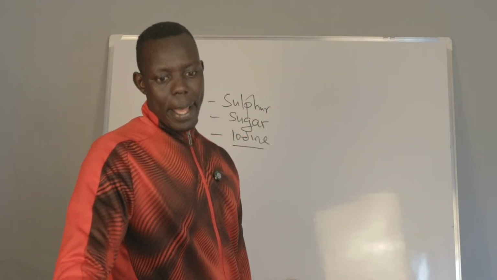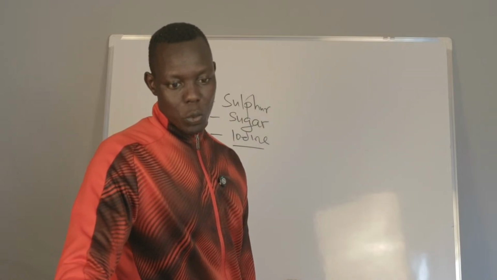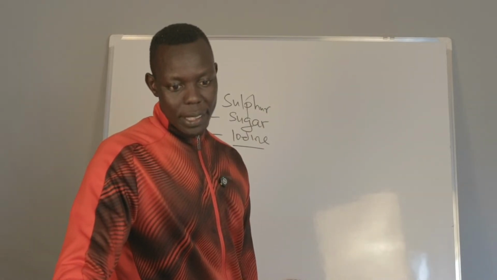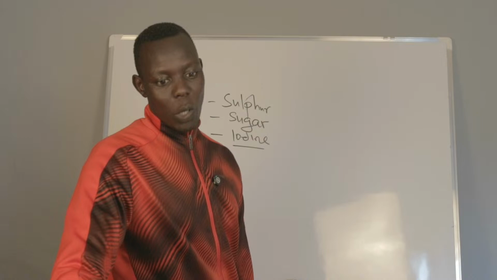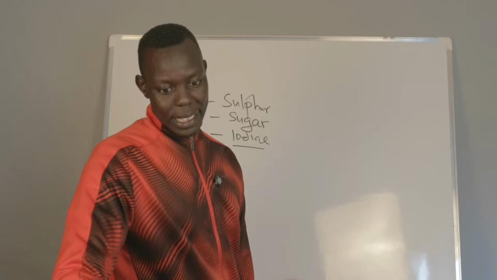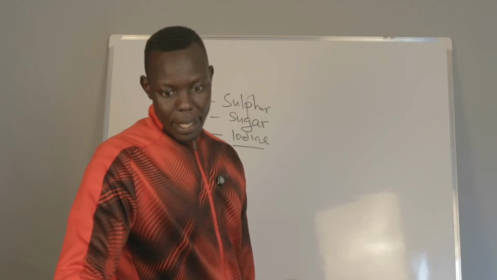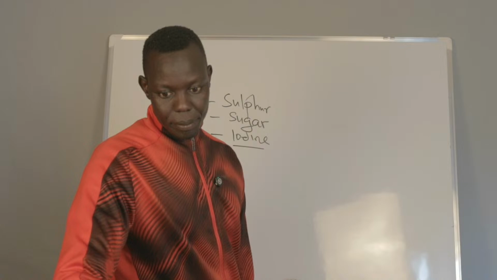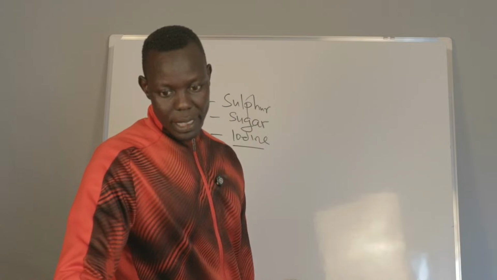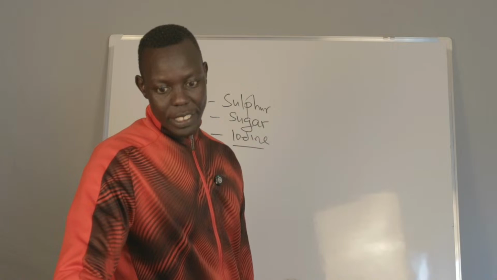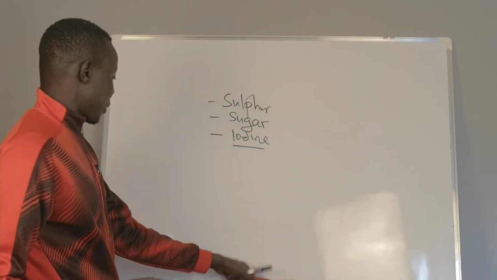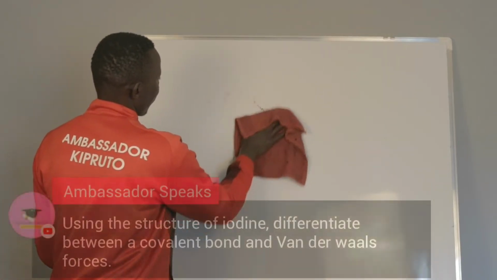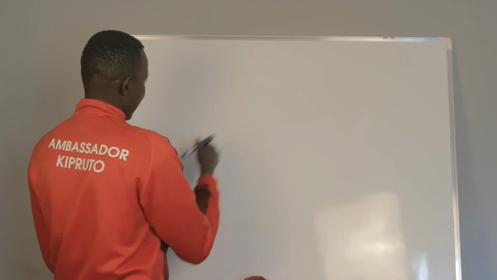Now, I have a question which I want to paste there. Using the structure of iodine, differentiate between covalent bond and van der Waals forces. Let me paste that question on the chat section. We all know iodine, right?